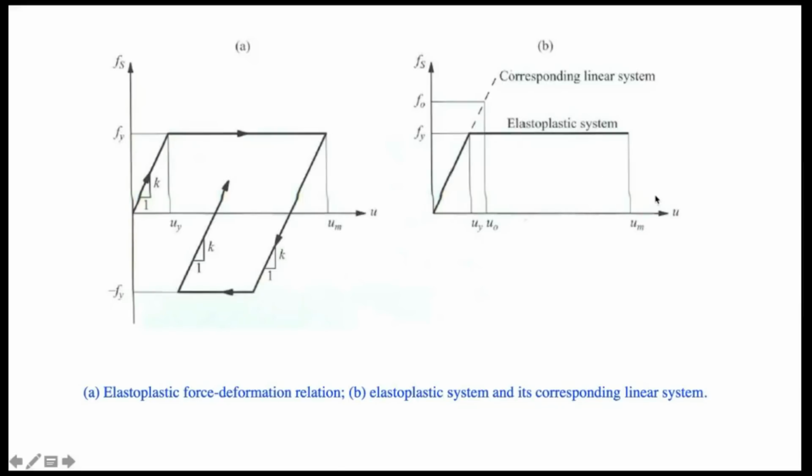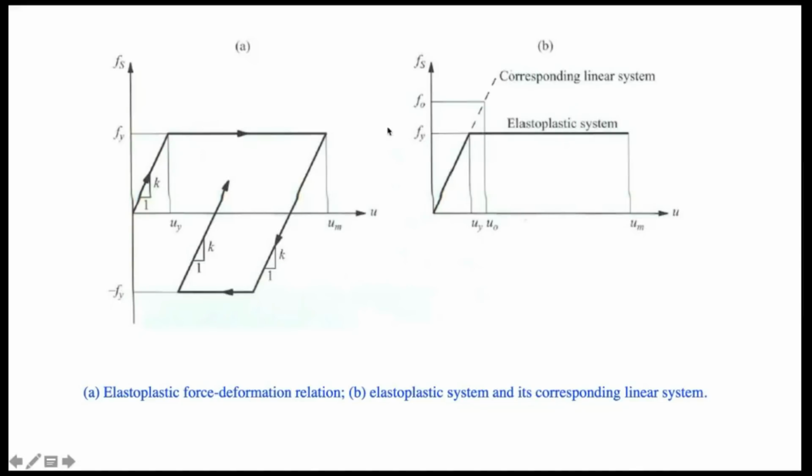Later on, you will see that the ratio of this maximum displacement to the yield displacement is called the ductility, and the ratio of fo to fy is the yield strength reduction factor of the system.